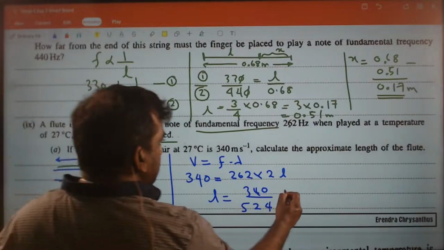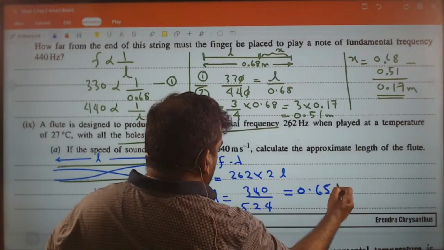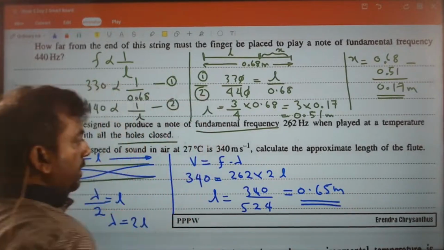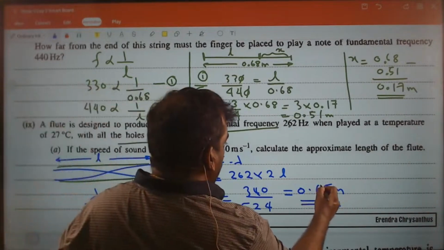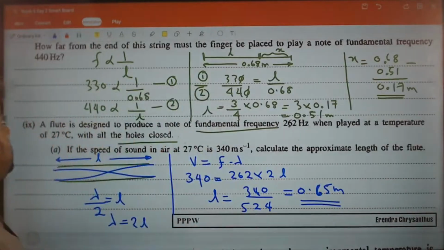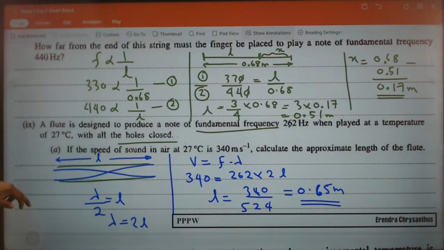0.65 meters. Right. Simple work. Very simple work. Okay.